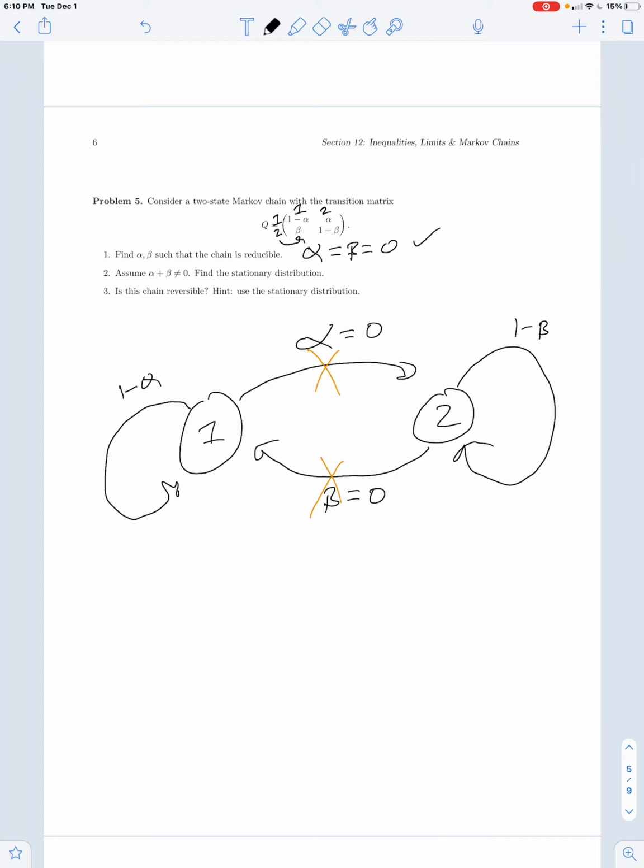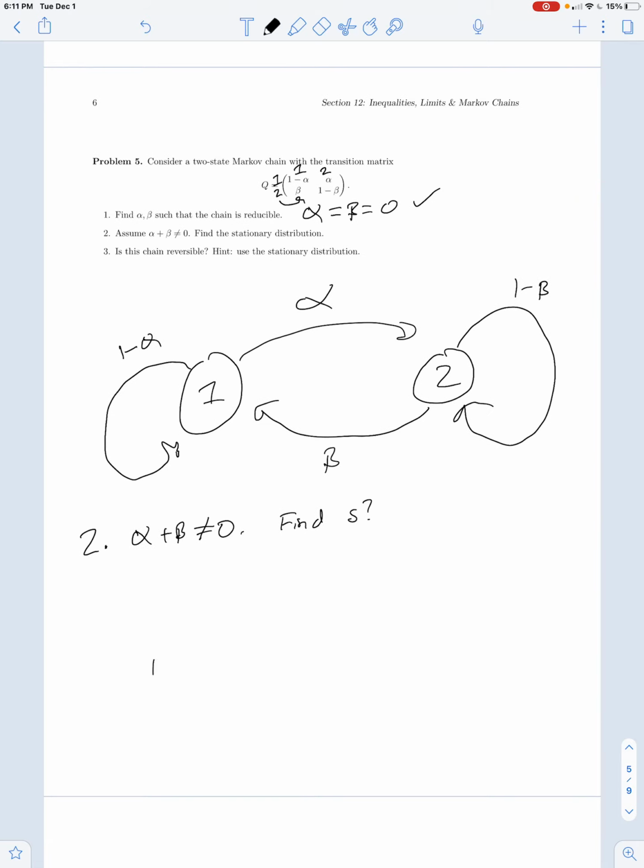All right. So let's assume that alpha plus beta is not equal to 0. We need to find the stationary distribution. So I'm going to get rid of these. We have alpha plus beta is not equal to 0, and I want to find S. Cool. If we know that S is stationary, we know that by definition SQ is equal to S. So S must be two-dimensional.